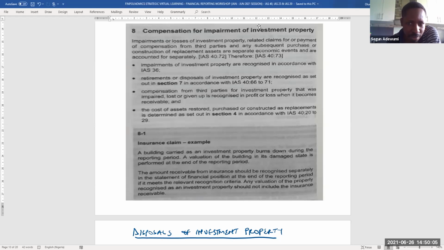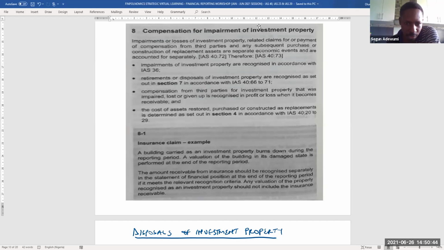Therefore, impairments of investment property are recognized in accordance with IAS 36. Retirements or disposal of investment property are recognized as set out in section 7 in accordance with IAS 40, paragraph 66 to 71. Compensation from third parties for investment property that was impaired, lost, or given up is recognized in profit or loss when it becomes receivable. And the cost of assets restored, purchased, or constructed as replacements is determined as set out in section 4 in accordance with IAS 40, paragraph 20 to 29.